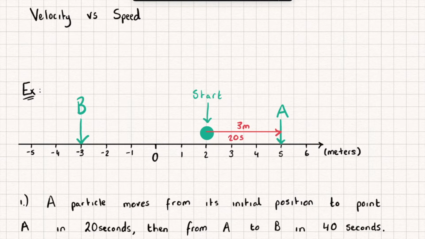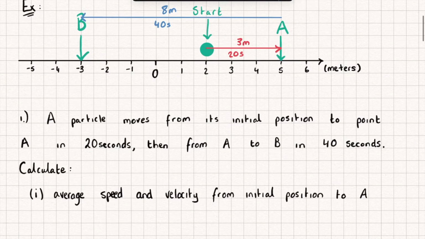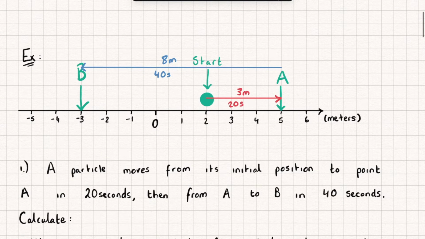It then, from the point A, turns around and goes to the point B. So let's mark that on too. It moves from A to the point B, which is a distance of 8 meters, and it does that in 40 seconds. We're asked to calculate the average speed and average velocity from the particle's initial position to the point A. So we're really just focusing in on this journey here.